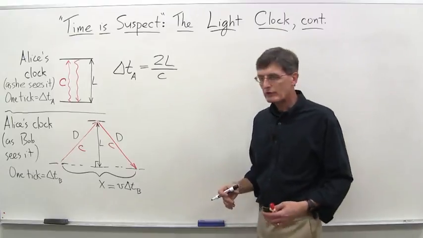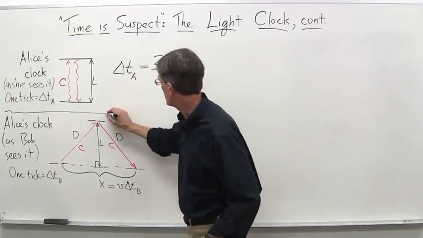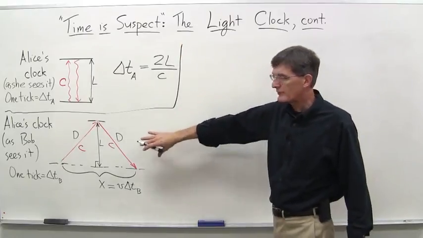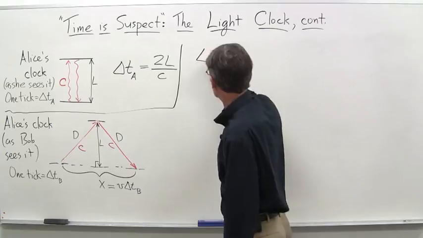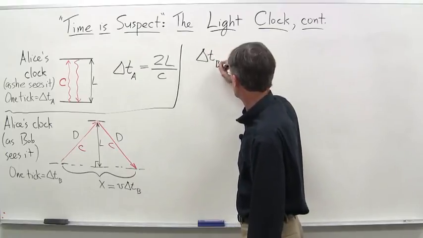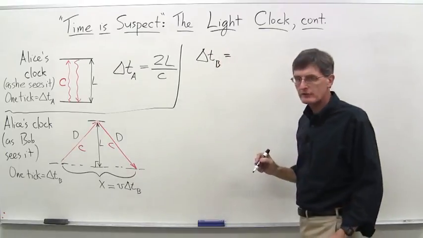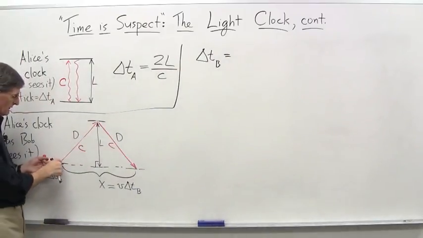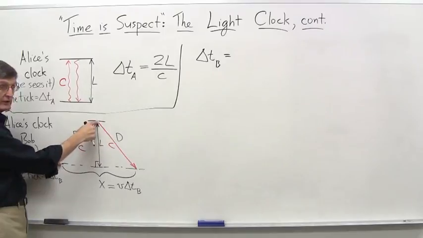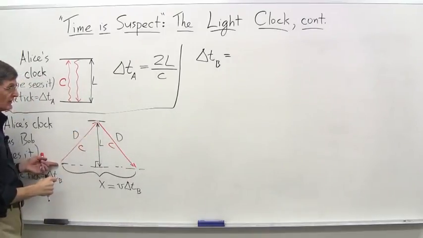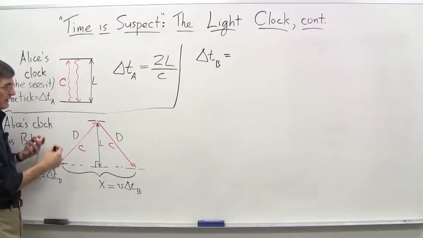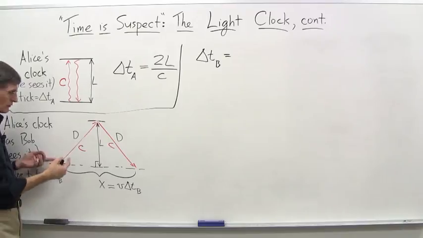So let's now write an equation for delta T sub B. Let's see what we can write down. We actually have a couple of things we can do. Well, delta T sub B, by definition, the tick time for Alice's clock as Bob observes it, is this distance d plus another distance d. So the total distance covered is 2d divided by the velocity, which of course is c.